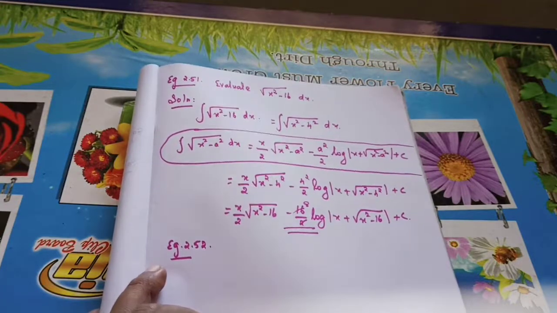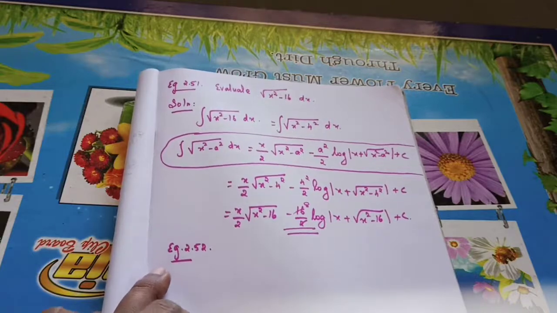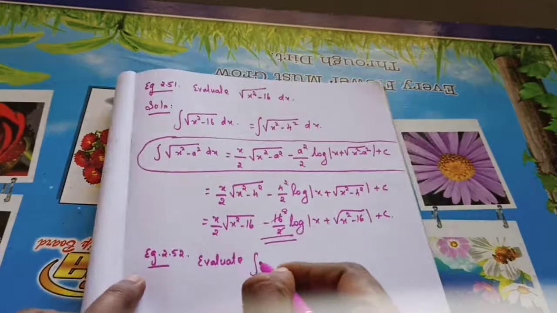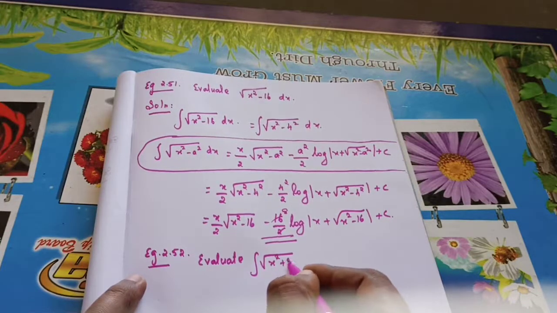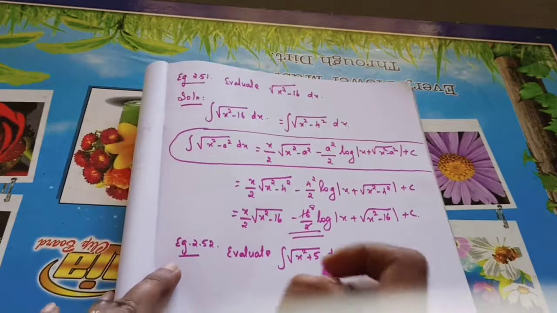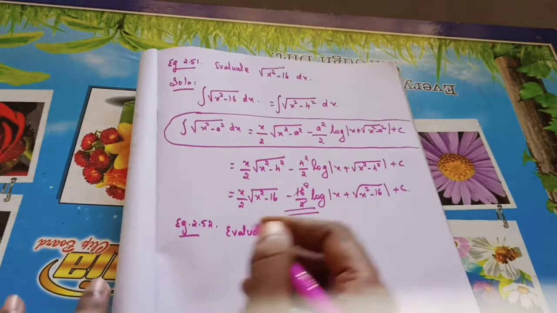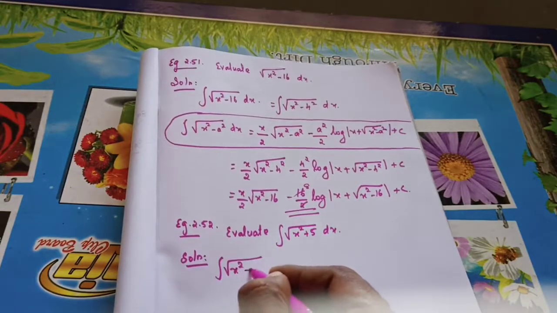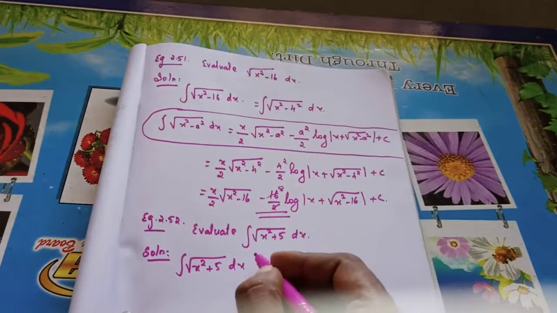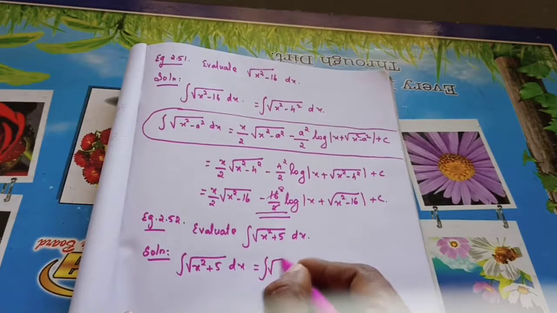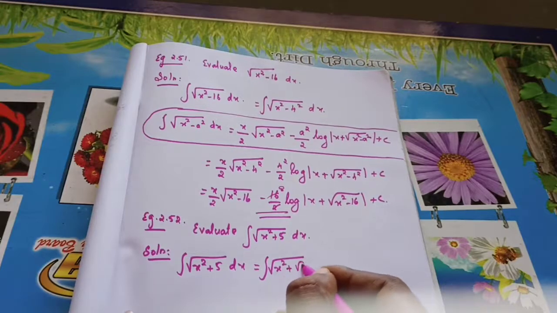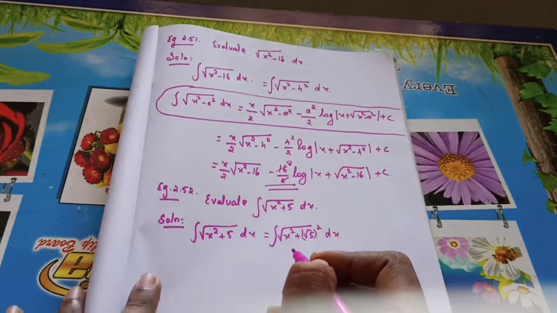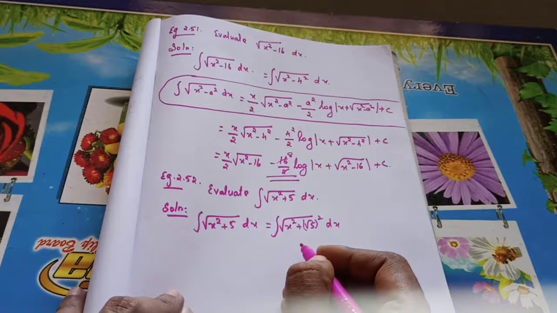Writing the question. Evaluate integral of square root of x square plus 5 dx. Listen here, this 5 is not a perfect square, is it right? So we can change. Solution: integral of square root of x square plus 5 dx is equal to integral of square root of x square plus, shall we write as root 5 the whole square? Root 5 the whole square, what's the value? 5. So now it is in the form of a perfect square.